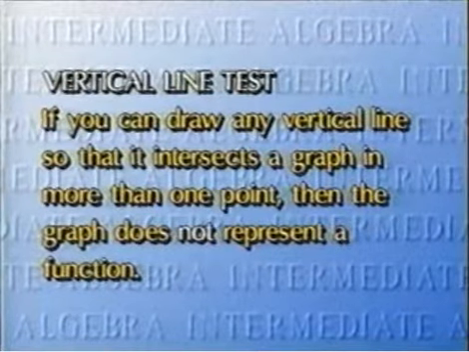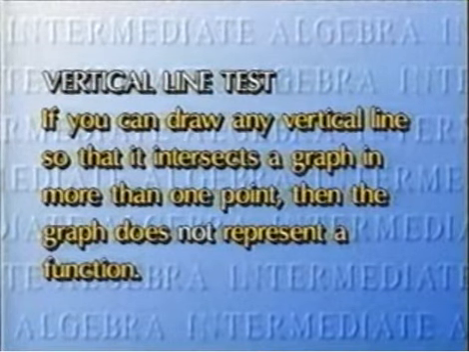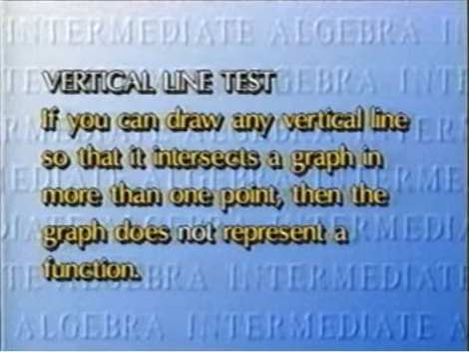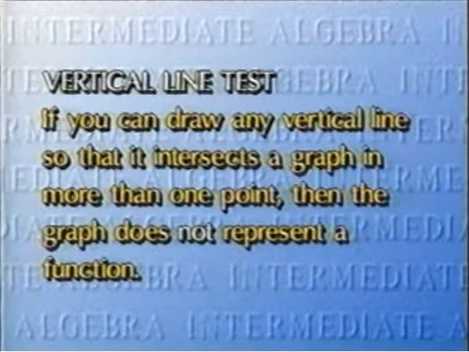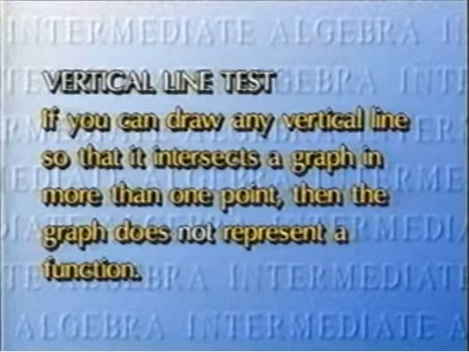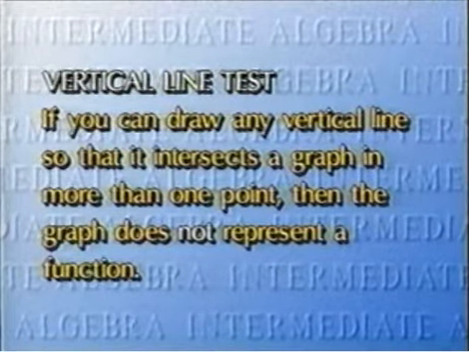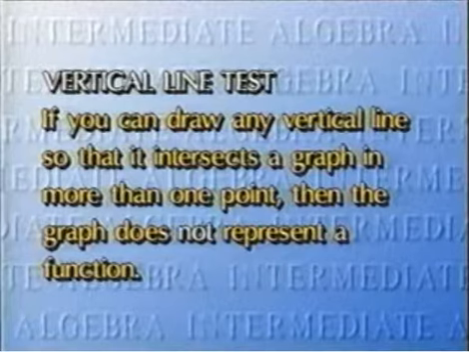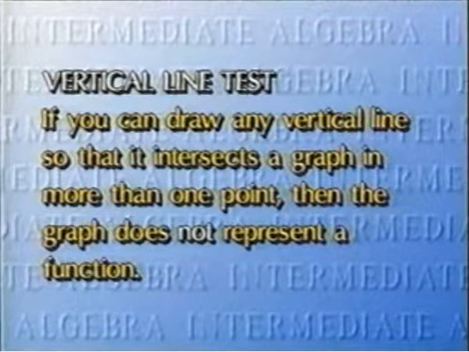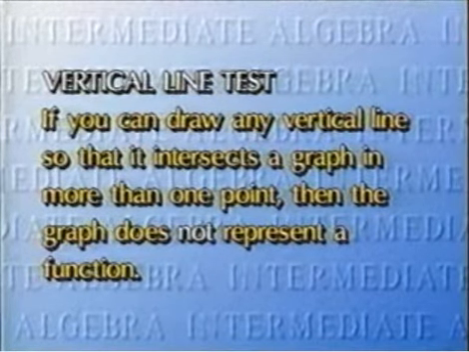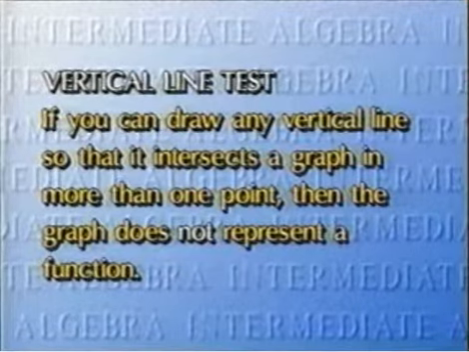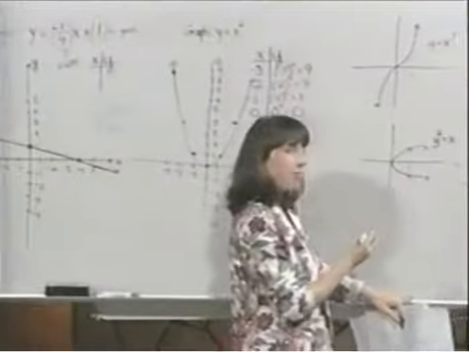The vertical line test says that if you can draw any vertical line so that it intersects a graph at more than one point, then the graph does not represent a function. If you can draw any vertical line so that it intersects the graph in more than one point, the graph does not represent a function. So let's see how this works here.